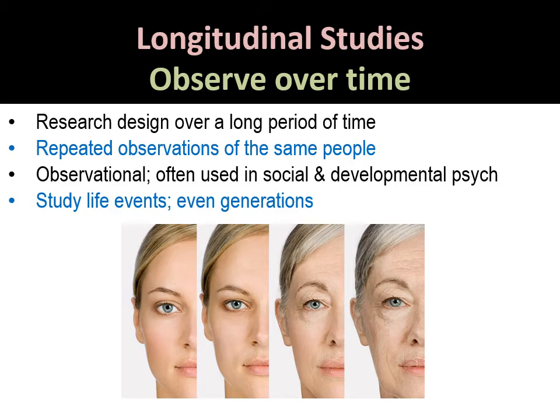We're looking at social and developmental psych mostly here, and we're studying their life events. Could even be generational, right? You could look at grandparents and then the parents and then the children who maybe ate more seafood, right? A lot of people do this for diet and longevity or certain vitamins, magnesium or copper or something going on in the water. So it could be generational.